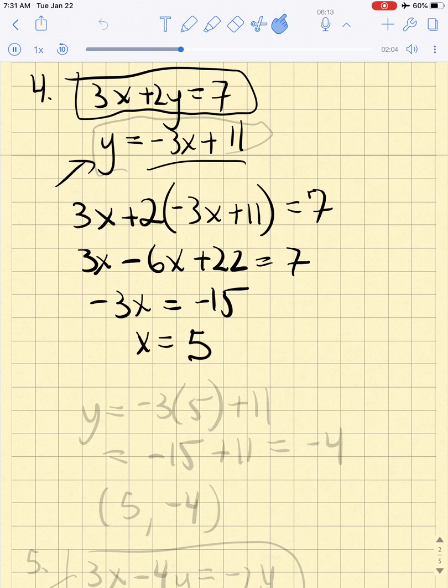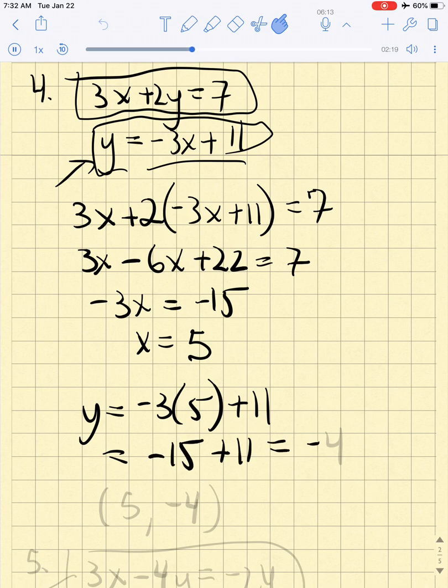If x equals 5, then I can easily get y now. I'll go back into equation 2, which is here. I'll say y equals negative 3 times 5 plus 11. So this is negative 15 plus 11, which is negative 4. So the answer here for the solution set is 5, negative 4. It solves both equations in the system.